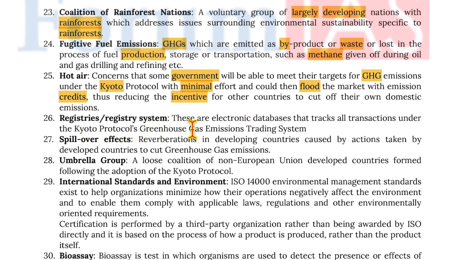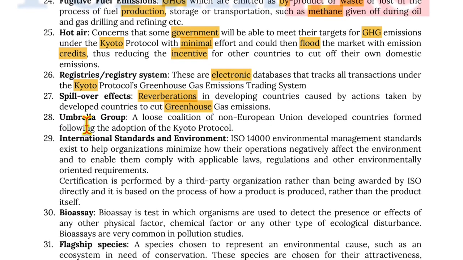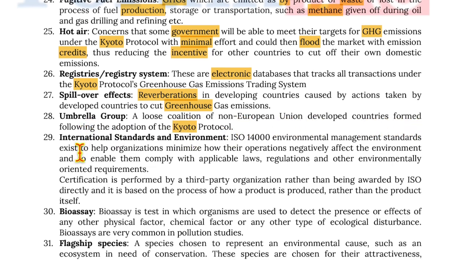Registries or register system: these are electronic databases that track all transactions under the Kyoto Protocol's greenhouse gas emission trading system. Spillover effects: reverberations in developing countries caused by actions taken by developed countries to cut greenhouse gas emissions. Umbrella Group: a loose coalition of non-European Union developed countries formed following the adoption of the Kyoto Protocol.